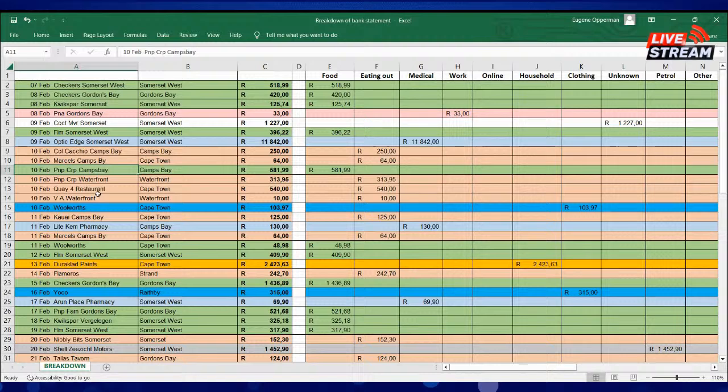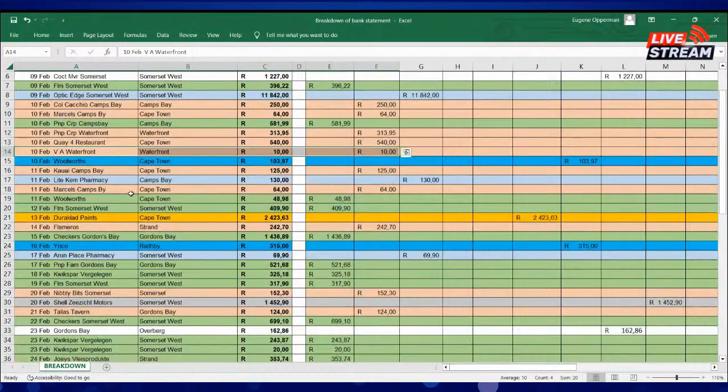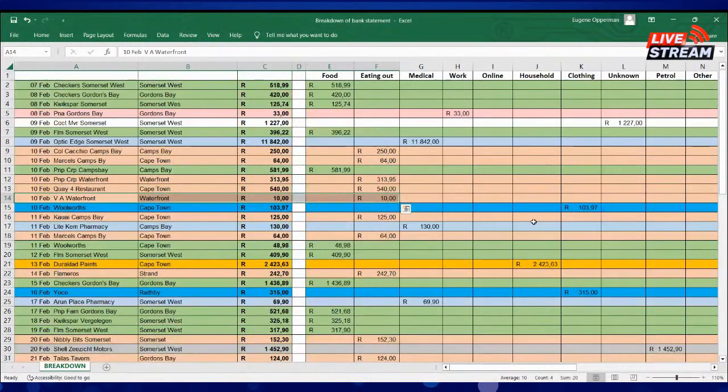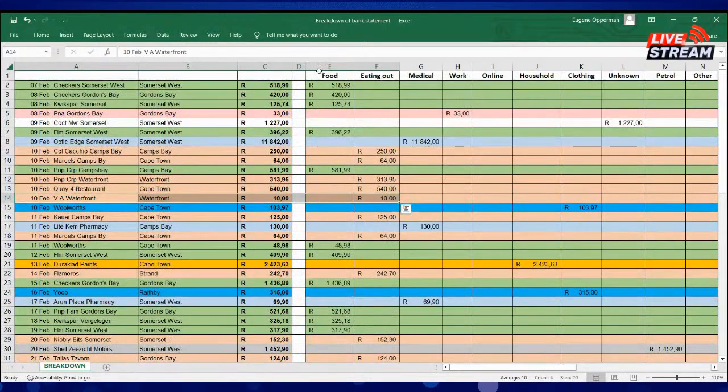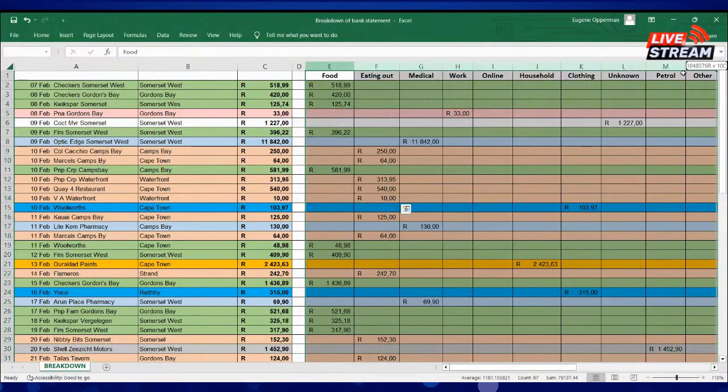Pick and Pay in Camps Bay, Waterfront, there's an expense probably for eating out. Key 4 is definitely a restaurant. V&A Waterfront, that might be parking or something like that, because it's only 10 Rand. Woolworths, that might be clothing. So Duraclad, there we said, okay, right, it might be household expenses. Those are all the things. And this is how I analyze it, and I put it in a column like that.